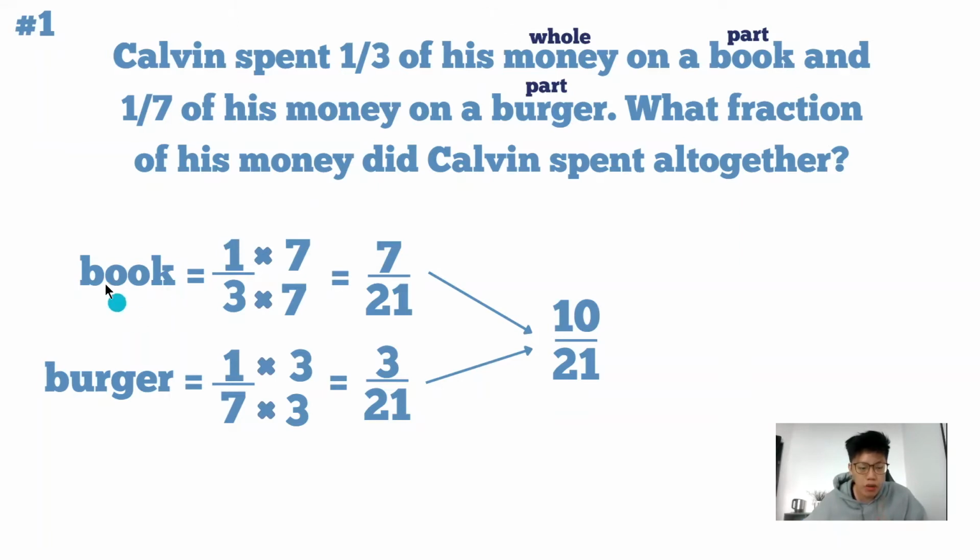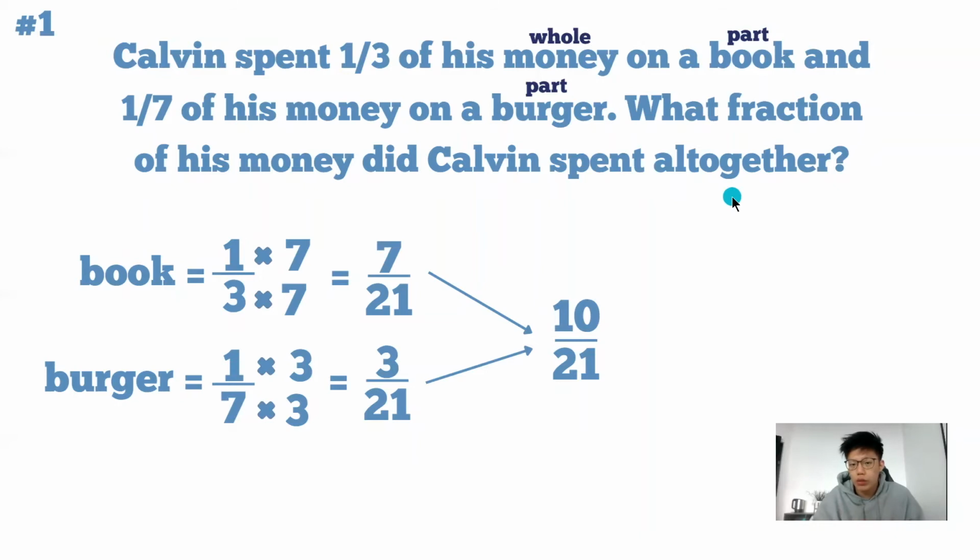So that is the reason why I wrote over here, book is equals to 1/3. Okay, for now, just ignore the times 7 times 7. Now, continuing, we see that he spent 1/7 of his money. Again, it is not all of his money, but it is a part of his money on what? On a burger. So burger, as you can see over here, is 1/7.